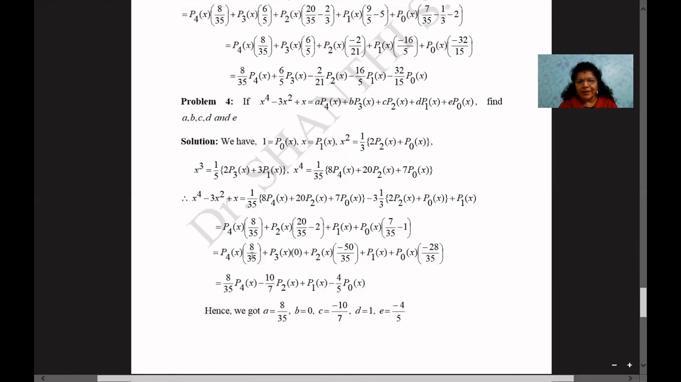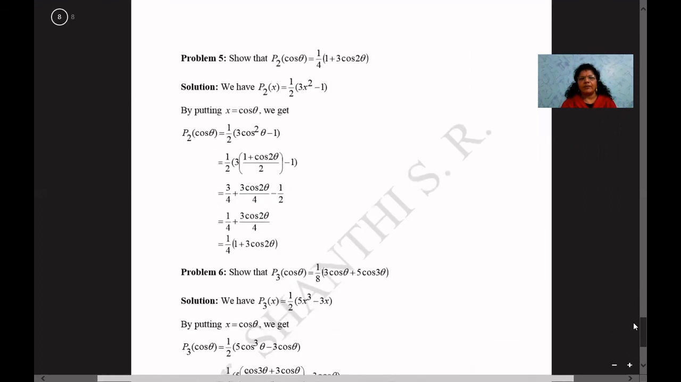Thus we have written P4 of x into 8 by 35, that is 8 by 35 into P4 of x. P3 is not there, whose coefficient is 0. P2 of x into minus 50 by 35, we can cancel here, that is minus 10 by 7. P1 of x, this also we can cancel by 7, so we'll be getting minus 4 by 5. Thus the coefficient of P4 is 8 by 35, and the coefficient of P3 is 0, the P2 of x coefficient is minus 10 by 7, P1 is 1, and P0 is 4 by 5.